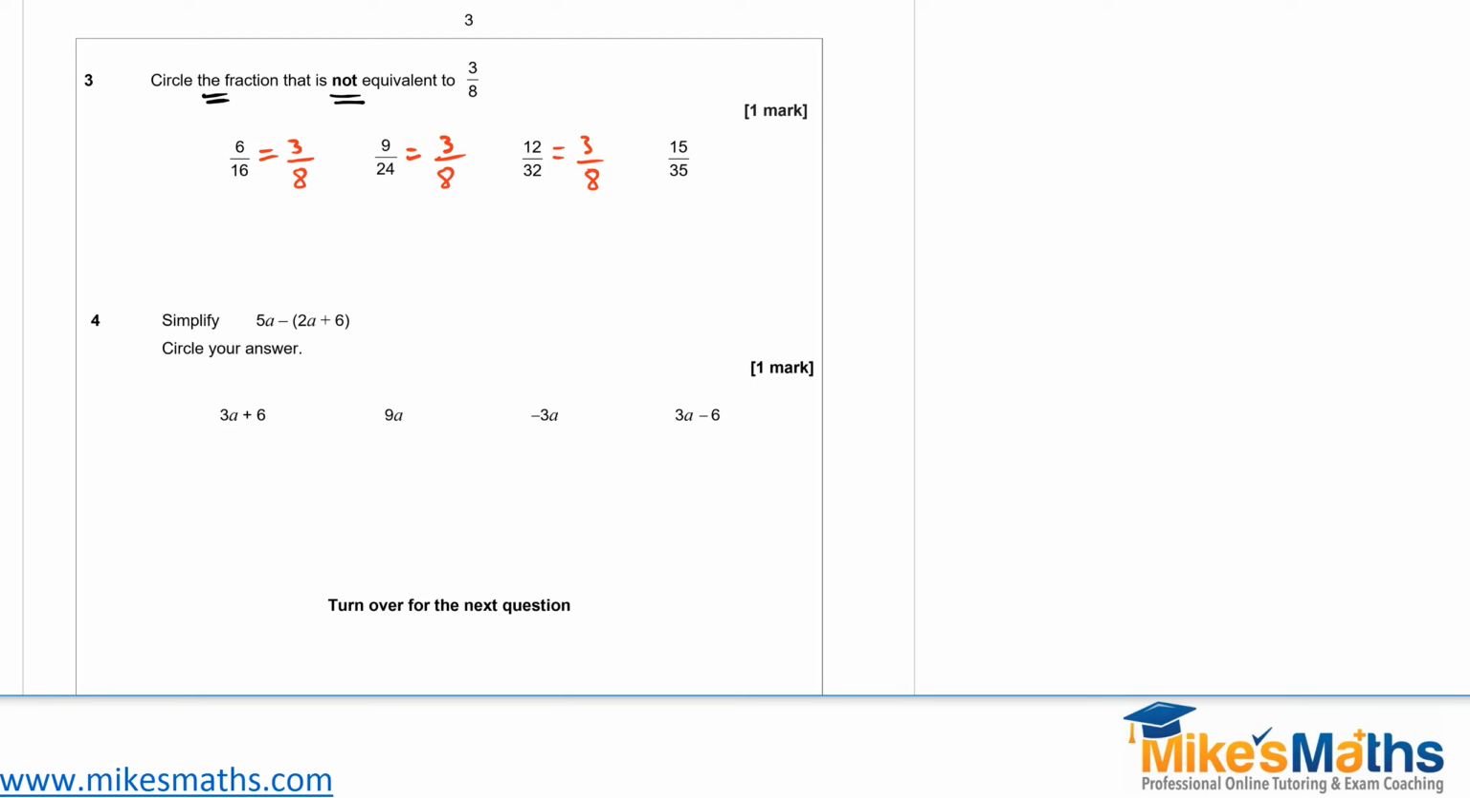If we simplified 15 over 35, what do we get? Well, you can see hopefully that 5 goes into both. So 15 divided by 5 is 3, 35 divided by 5 is 7. And then we can see confirmation that that is clearly the correct answer, because that's 3/7 and not 3/8.